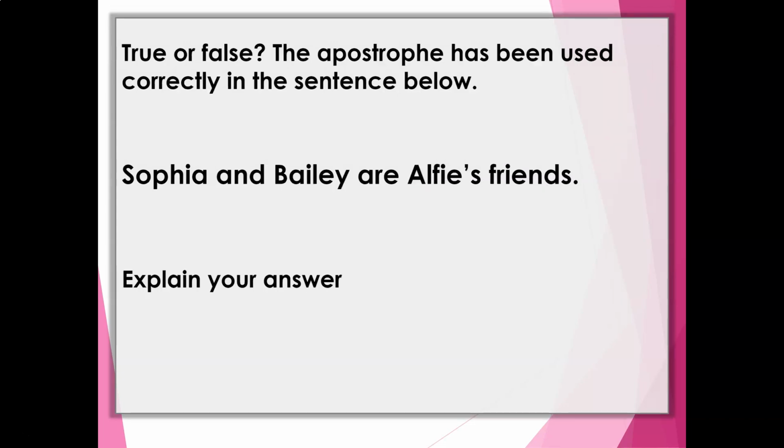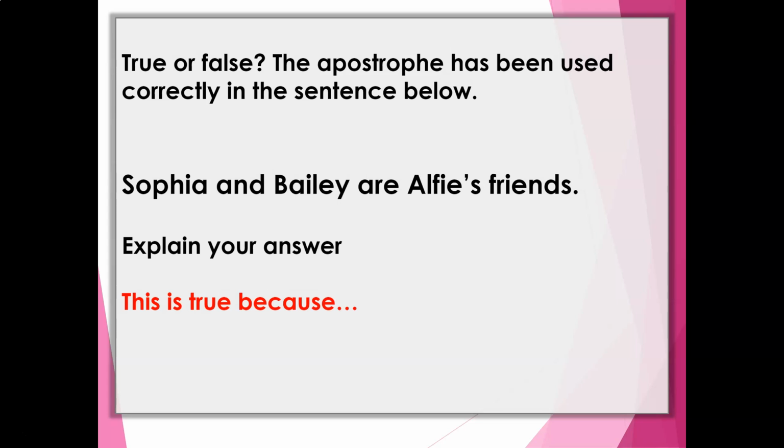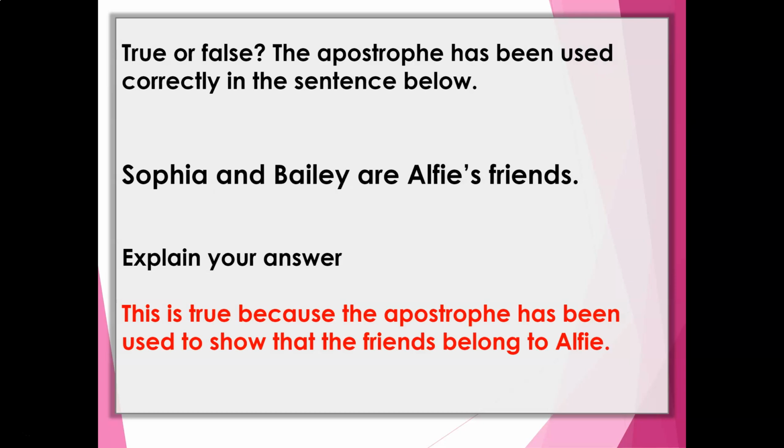Here's the true or false question. The apostrophe has been used correctly in the sentence below. Sophia and Bailey are Alfie's friends. Can you explain why you think it's true or false? Pause the video now and have a go. Let's see how you get on. Well, Sophia and Bailey are Alfie's friends. That's true, and it's true because the apostrophe has been used to show that the friends belong to Alfie.